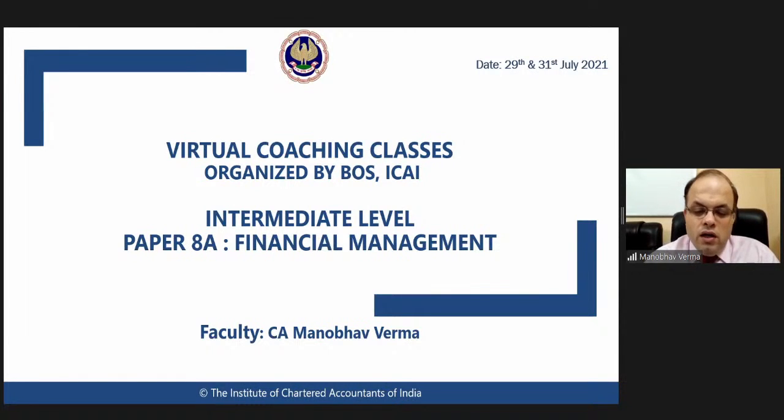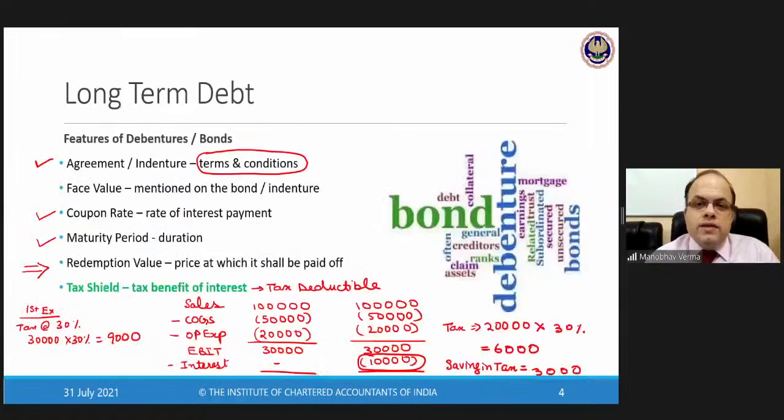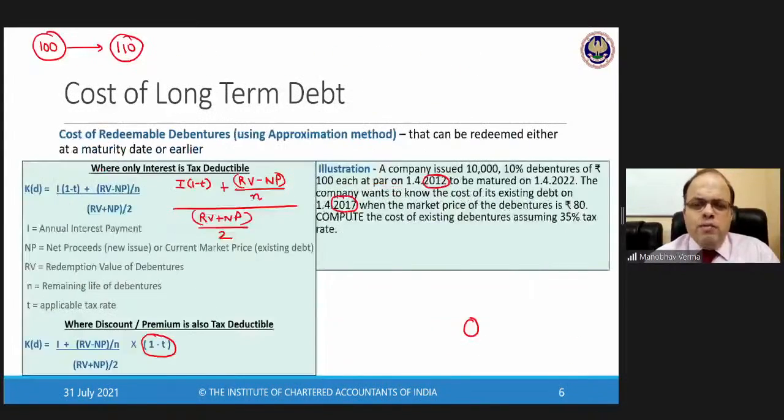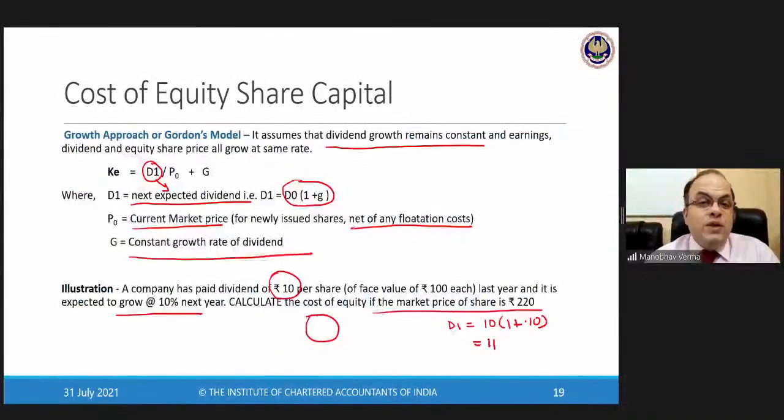Before we start the day, a quick recap of what we did on Thursday. We talked about various sources of cost of capital, about cost of debt, and about important terminology. We spent good time, almost more than 1 hour, on long-term debt itself. Then in the later half, we talked about preference shares, models related to equity shares, and also retained earnings.